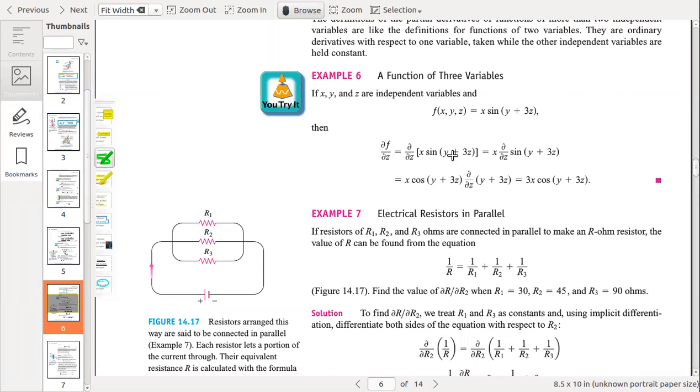We will calculate the derivative of the function with respect to z. So x is a constant. So partial over partial z of sine y plus 3z. The derivative of sine is cos y plus 3z, and into the derivative of y plus 3z. The derivative of z will be 1, so we will have only 3, and the derivative of y will be 0. So the answer will be 3x cos y plus 3z.